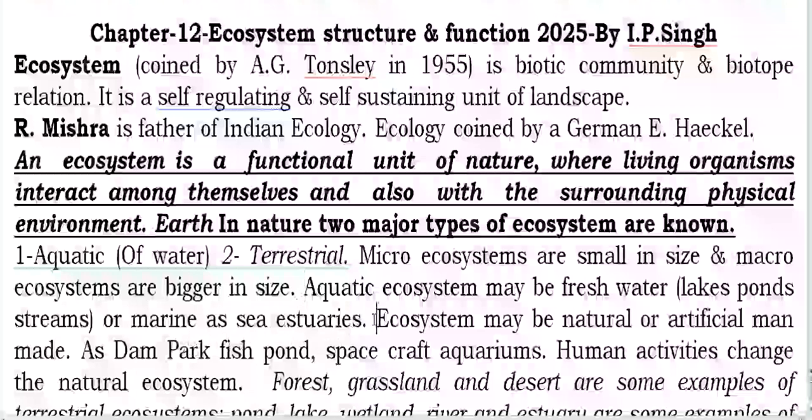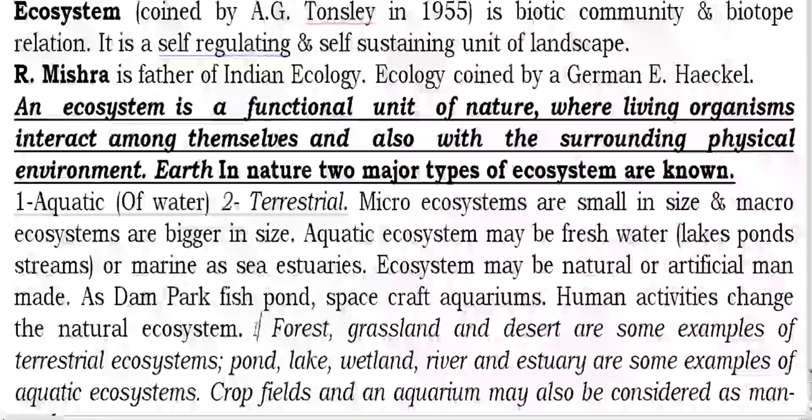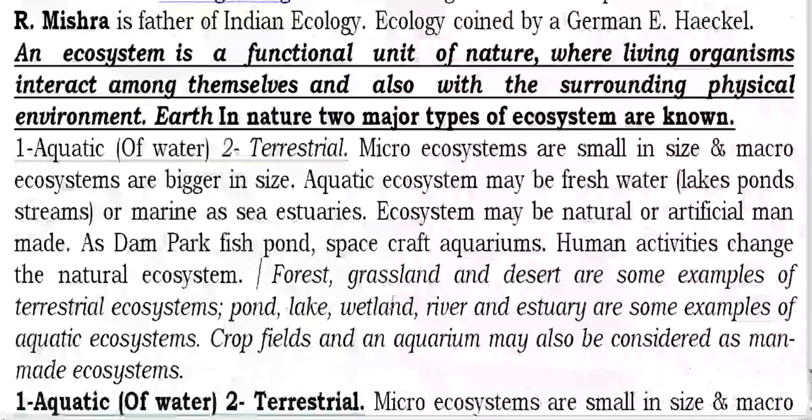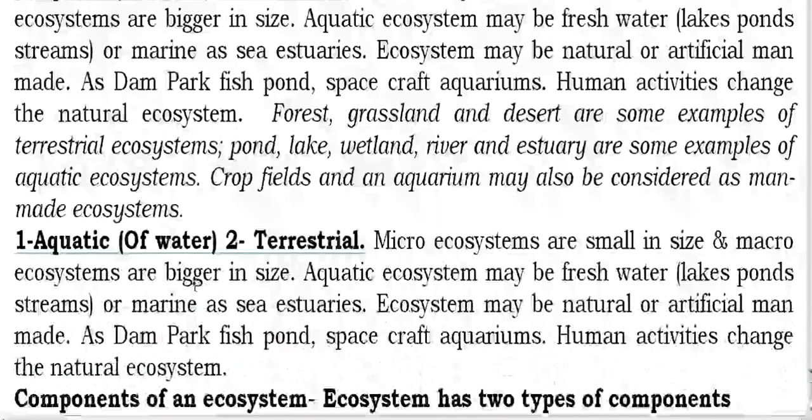Ecosystem may be natural or man-made. Man-made ecosystems may be artificial: dam, park, fish pond, spacecraft, aquarium. Human activity can change the boundary of an ecosystem. Forest, grassland and desert are some examples of the terrestrial ecosystem. Pond, lake, wetland, river and estuary are some examples of aquatic ecosystem. Crop field is a human-made or artificial ecosystem.